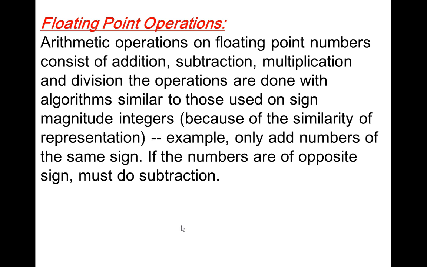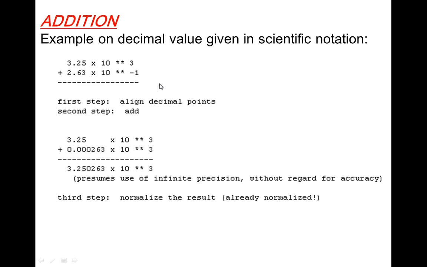Then we also talked about the operations that we perform on floating point numbers. As there are so many operations like addition, subtraction, multiplication that we perform on integer values, in the same way we can perform multiple operations like addition, subtraction, multiplication, division with the help of floating point numbers, that is in decimal form. This is the example for addition.